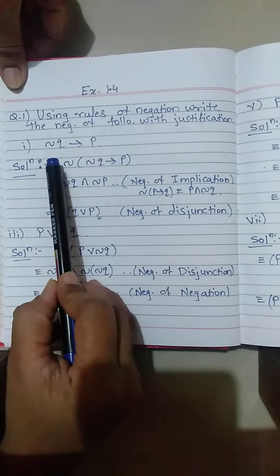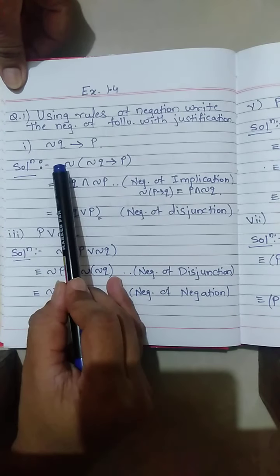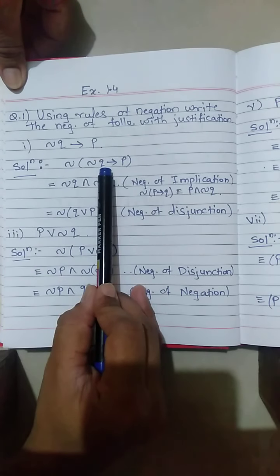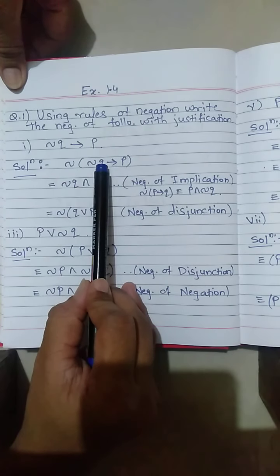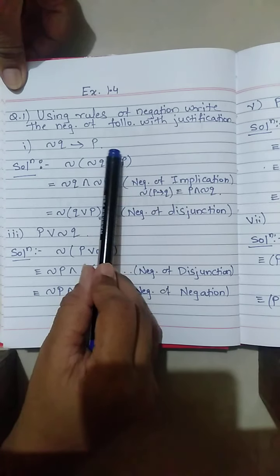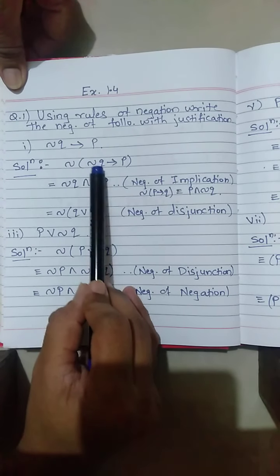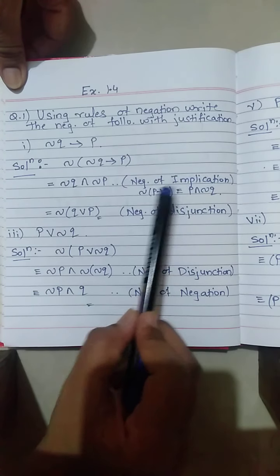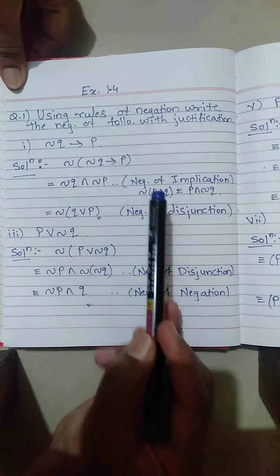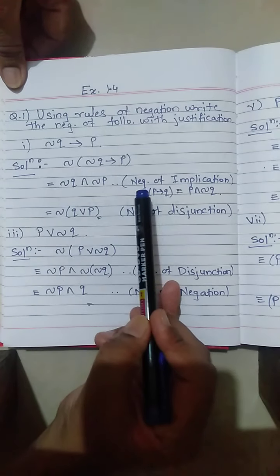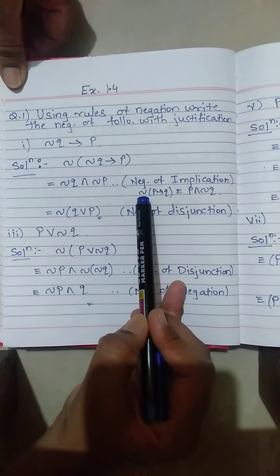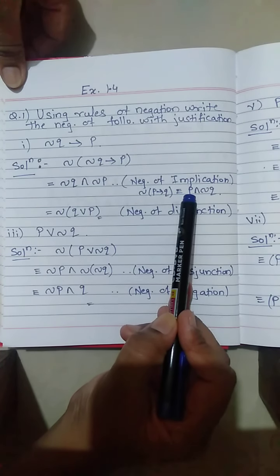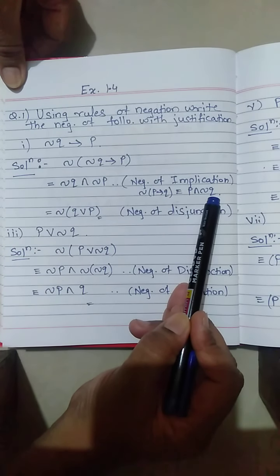So what is the solution? We have to find the negation of this statement. I have written here negation of the statement as it is: negation Q implies P. What is the middle connective here? The middle connective is implication. So we will apply the rule of negation of implication. What is the negation of implication? Negation of P implies Q is equivalent to P and negation of Q.